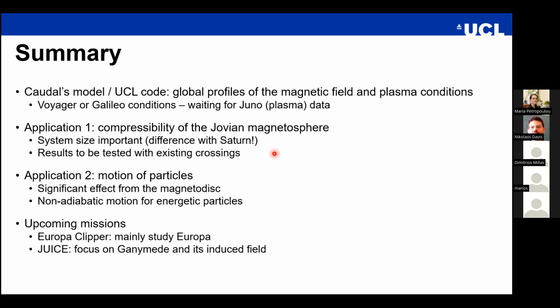And our predictions are quite normal regarding the compressibility index, but we have to verify them using different crossings from Juno. Again, we need some plasma data to be exactly correct in our comparison. The second application was the motion of charged particles in this system, which is, again, very different compared to the terrestrial case because of the magnetodisc. You have a magnetic field that changes very rapidly with distance, so the motion of the particles is no longer adiabatic. And it's a system that really has many more things to explore.